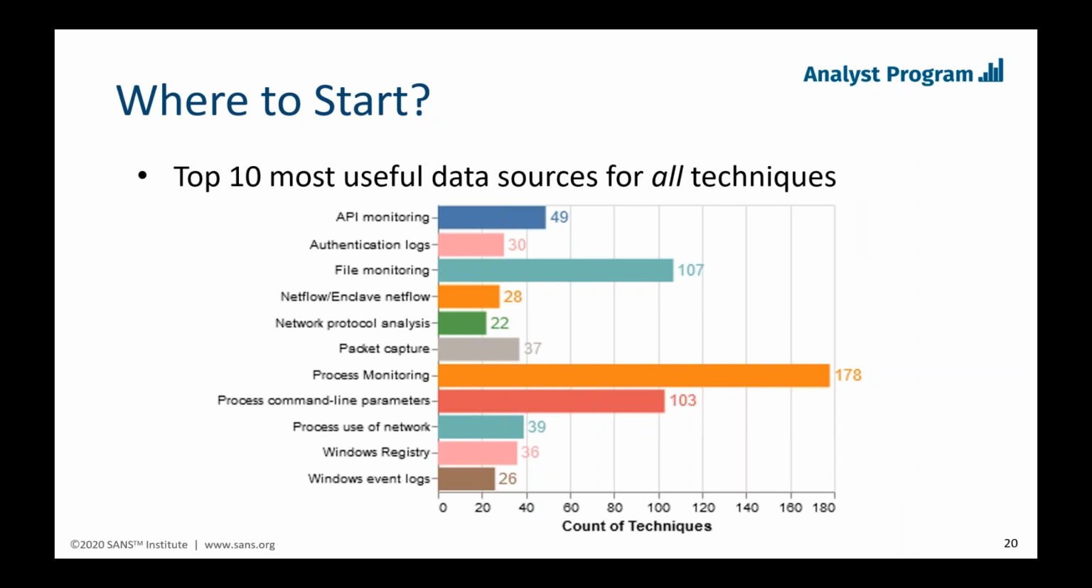This is probably not something that's going to be surprising to you. We have API monitoring, of course. We need to know what attackers are doing when they're interacting with our services, authentication logs, file monitoring, net flow, network protocol analysis, packet capture. So basically the 3 levels of network data right here. Process monitoring, what's actually running. Shocking that that's the most one, right? Of course we want to know that stuff. Process command line parameters, when processes actually use the network, Windows registry, and Windows event logs.